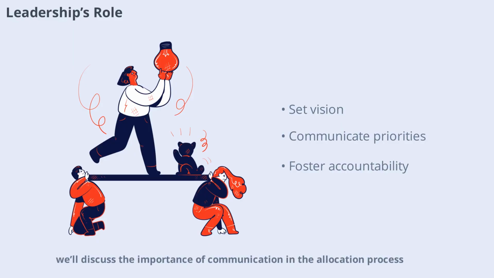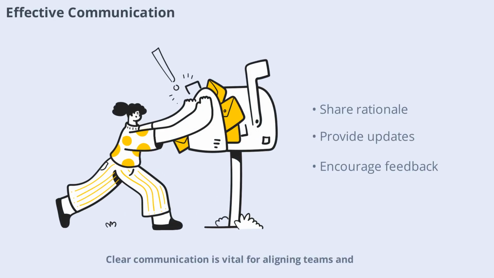Next, we'll discuss the importance of communication in the allocation process. Clear communication is vital for aligning teams and ensuring that everyone is on the same page. This includes sharing the rationale behind allocation decisions and providing regular updates on progress. Open communication channels also encourage feedback and help identify potential issues early. When everyone understands the why behind resource allocation, they're more likely to stay engaged and committed.